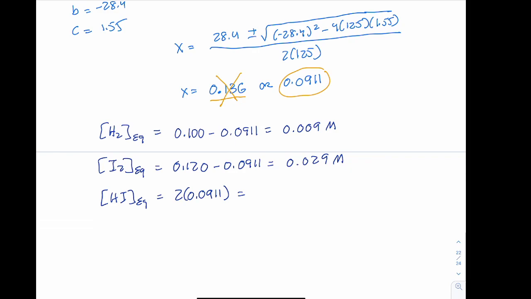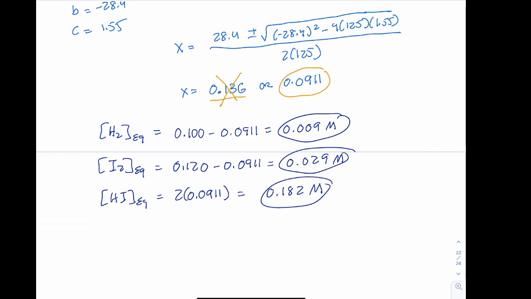And then for the last one, we're multiplying, so different rule for sig figs. And then also don't forget units, right? We are solving for molar concentrations, so don't forget to put those values on there. So these are my equilibrium concentrations.